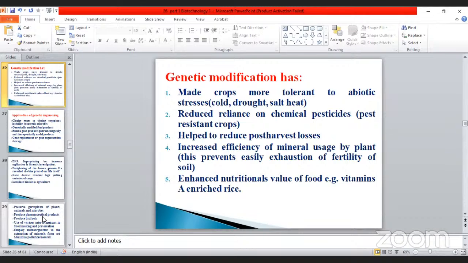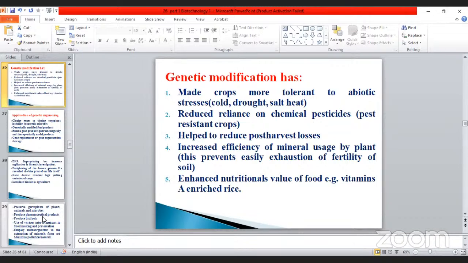One is more tolerance to abiotic factors. What is the meaning of tolerant? Abiotic factors, you can imagine, are the non-living things outside, such as light, temperature, water molecules, carbon dioxide, and also oxygen concentration. These are all considered abiotic factors. Cold, drought, salt, heat. These are all called abiotic factors.